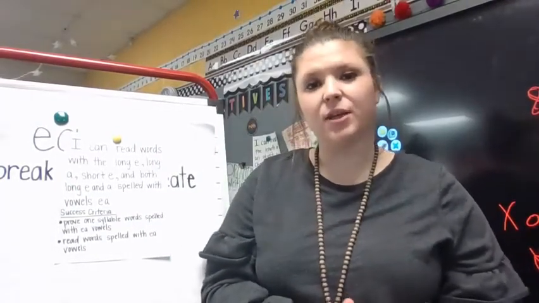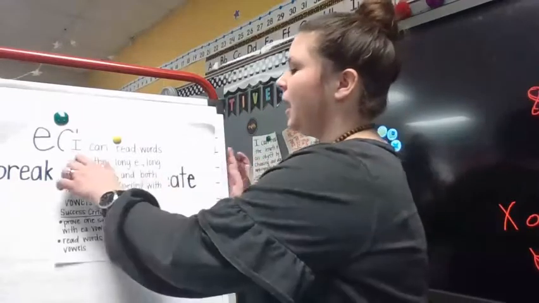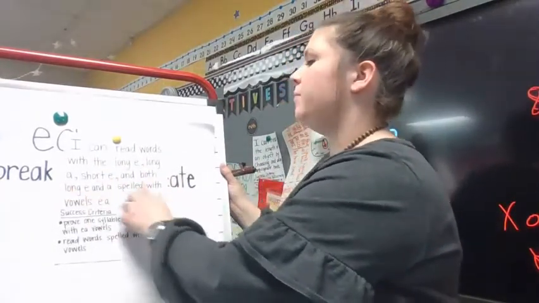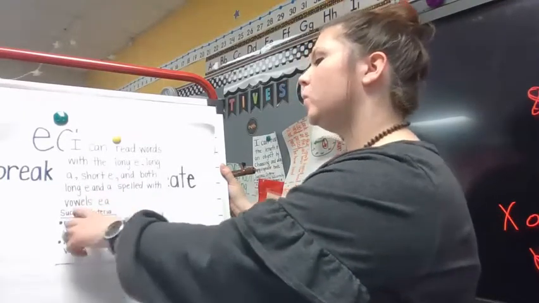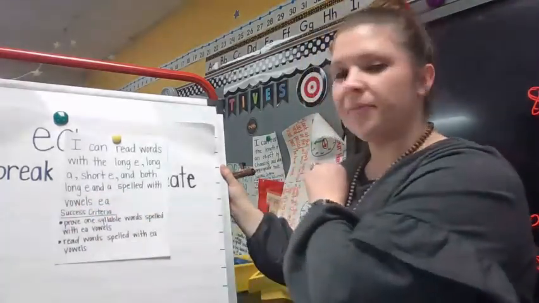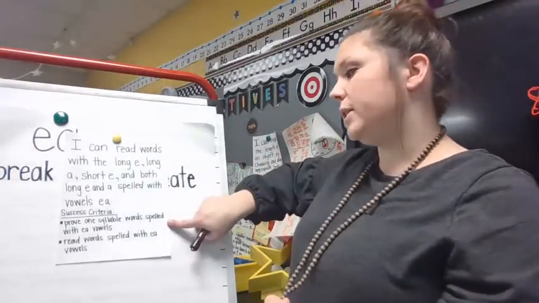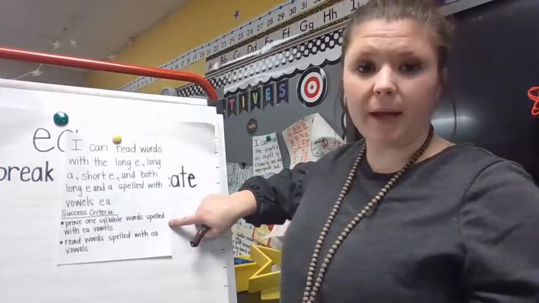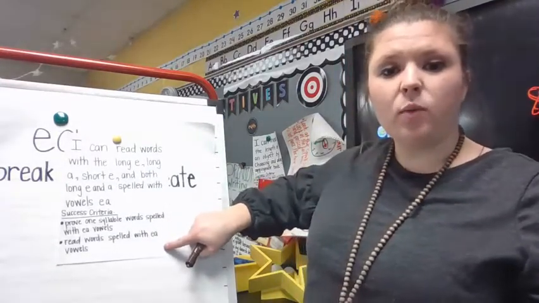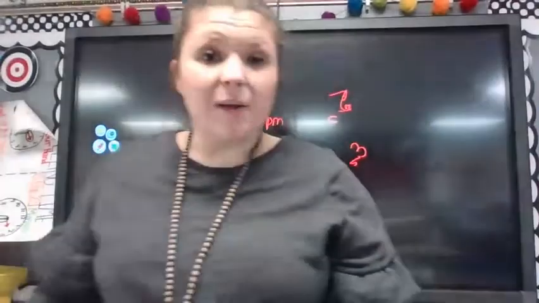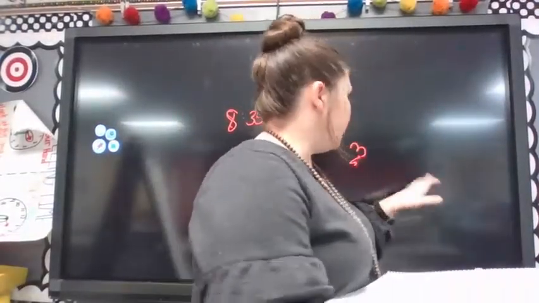Let's go ahead and get started by reading our learning target. I can read words with the long E, long A, short E, and both long E and A spelled with vowels E and A. In order to be successful with this learning target, you'll be able to prove one-syllable words that are spelled with E and A, and then we'll be able to read words that are also spelled with the E and A vowels. All right, now we're going to do a little listening activity, okay?